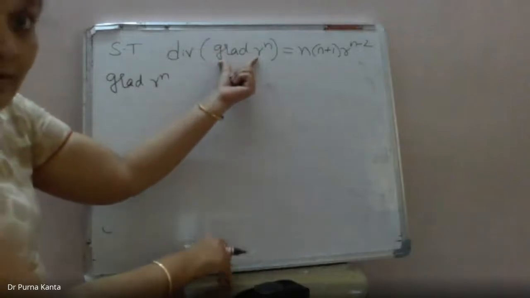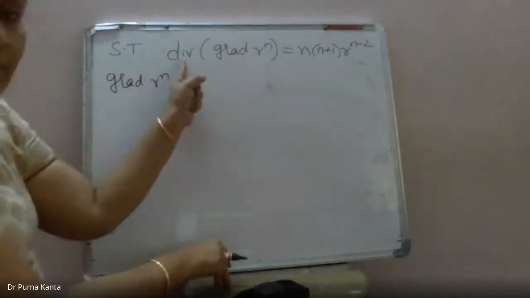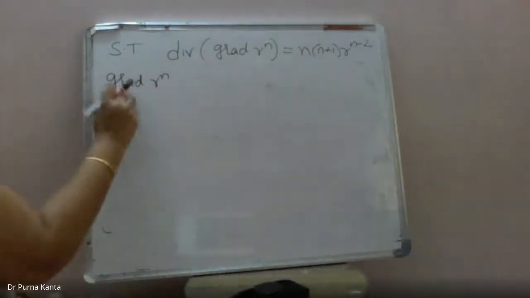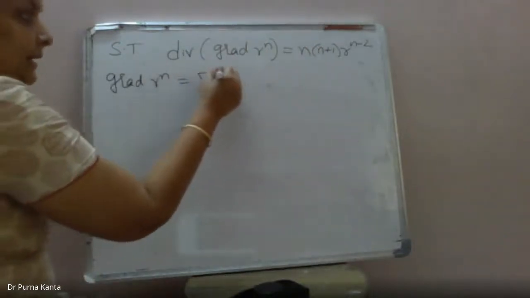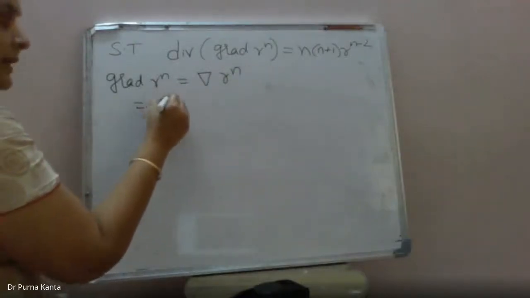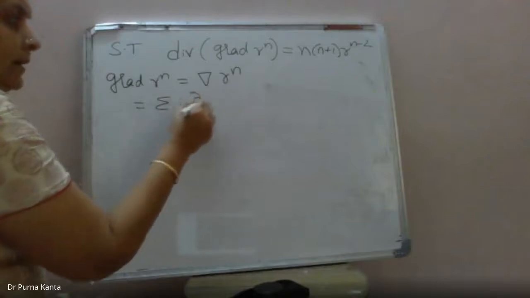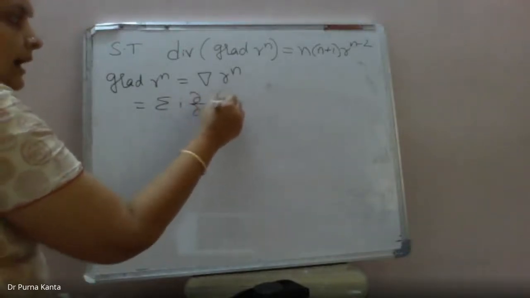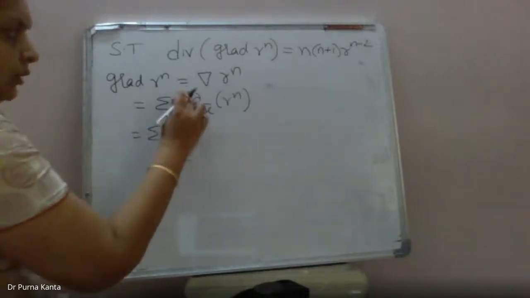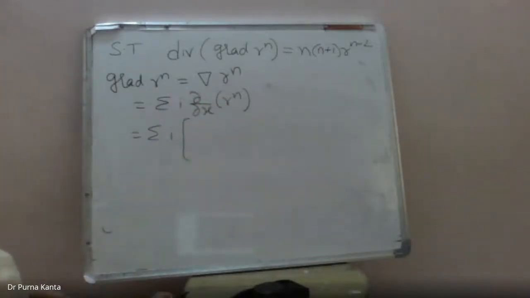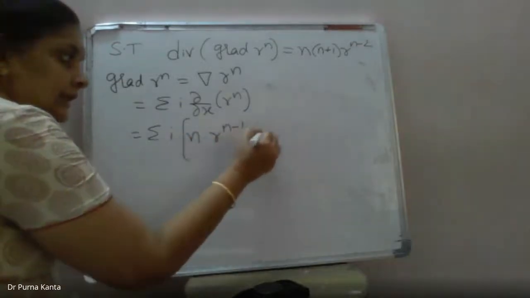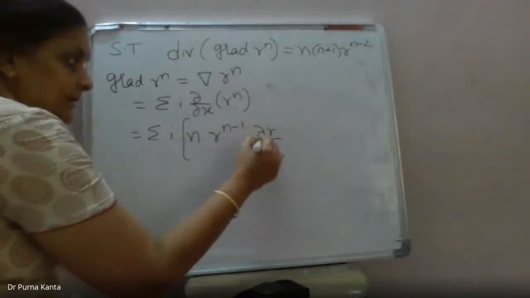Okay. So now we go with the first value, gradient of r power n. First we simplify this value, we get a vector. For that vector again, we simplify to prove the result. That is the process we follow. So gradient of r power n means del applied on r power n. Del operator is written as sigma i dou by dou x applied on r power n. What is the derivative of r power n? n into r power n minus 1 into dou r by dou x.